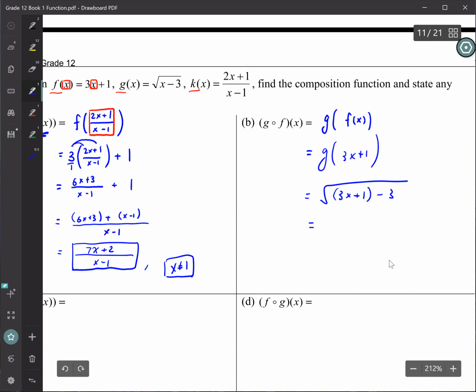Okay, and then what do we do next, Samantha? Simplify it. Yeah, so which will become 3x minus 2. Okay, very good. Did anyone get different answers here? So this one will be your final composite function, okay? So we call that h of x, or you can call that g of f of x. And we need to get restrictions now.